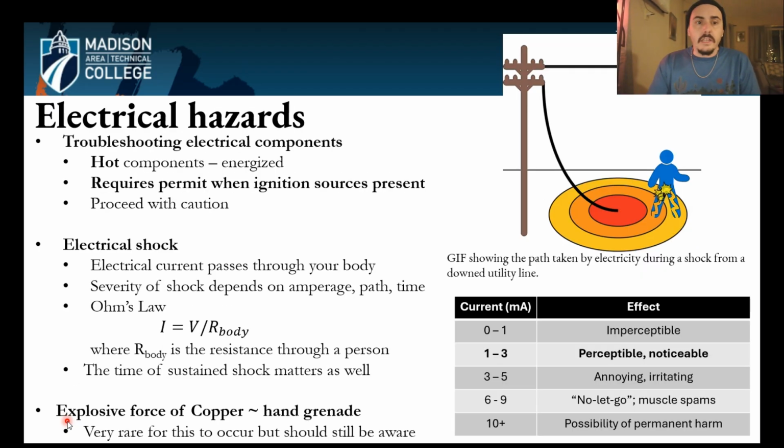All right, so electrical hazards. Oftentimes you'll troubleshoot a component that's hot, and that means it's energized. That means electricity is either running through it or it has an electric potential. There's a hot side, basically a plus side and a negative side, and there's a voltage potential. And if you connect those two, if you get them close enough, you'll have arcing, or you'll have current go through.